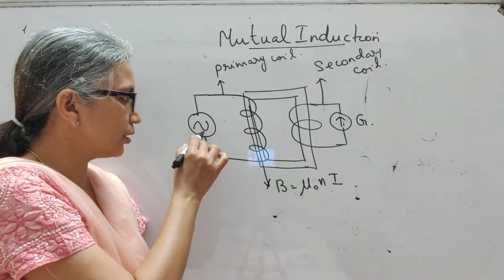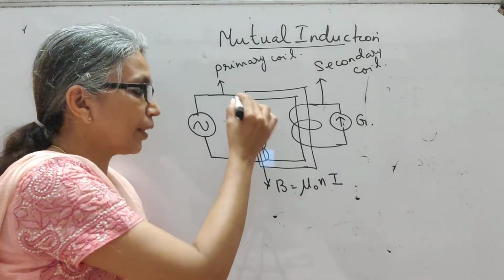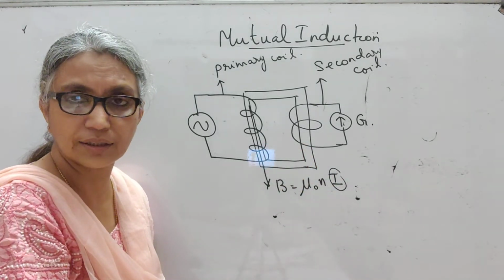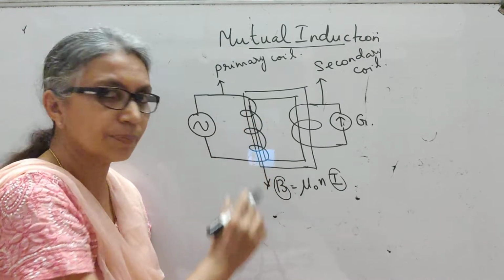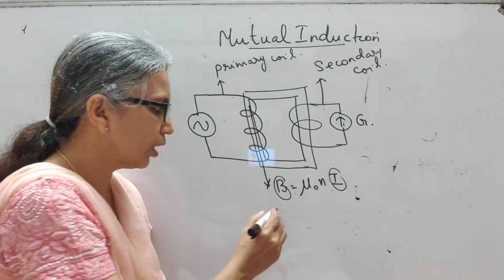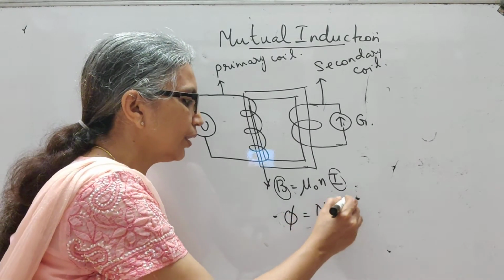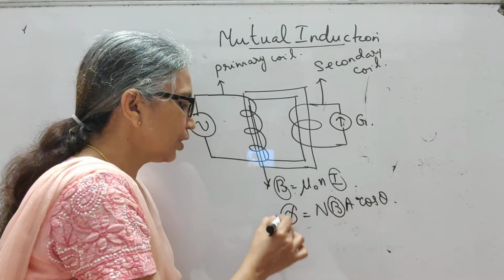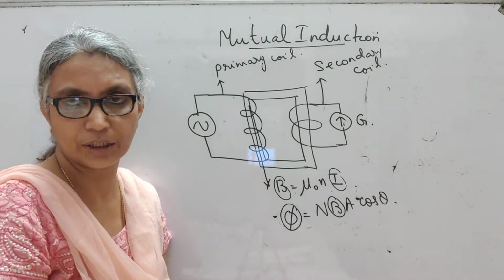When this AC current is passing through the primary coil, there is a change in the current, because the AC current keeps changing, because of which the magnetic field in the primary coil along the axis will keep changing, and therefore there is a change in flux, because flux is what? NBA cos theta. So any change in the magnetic field will change the flux. So there is a flux change in the primary coil.